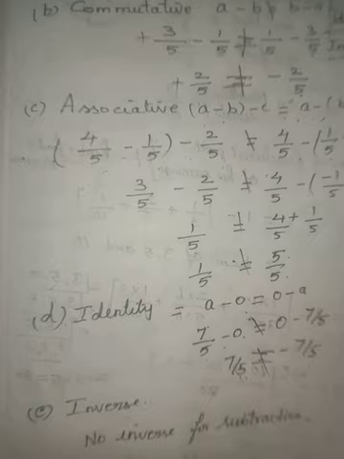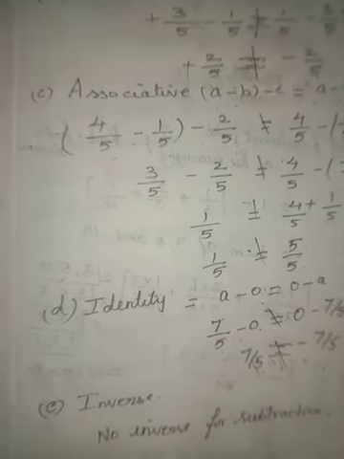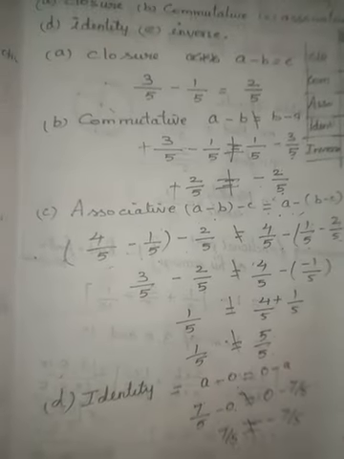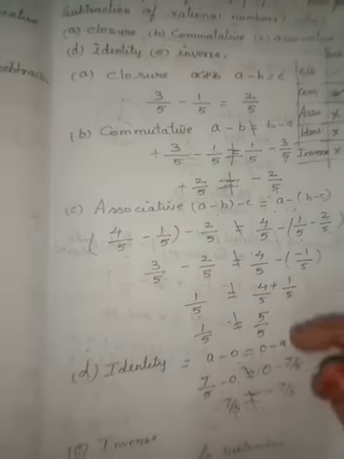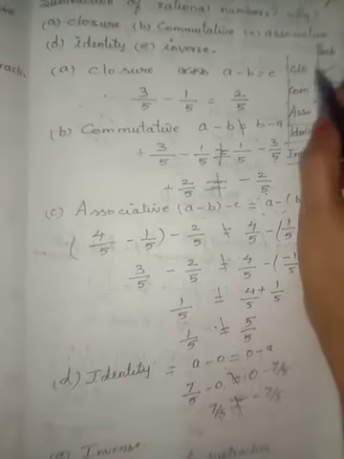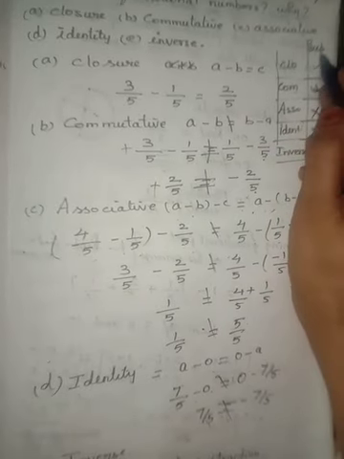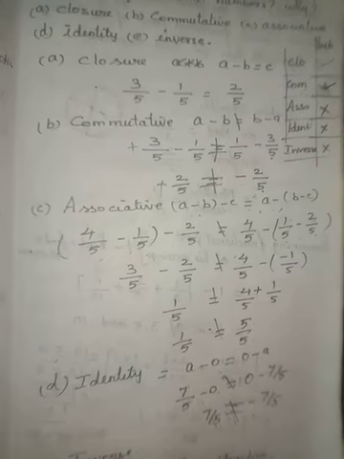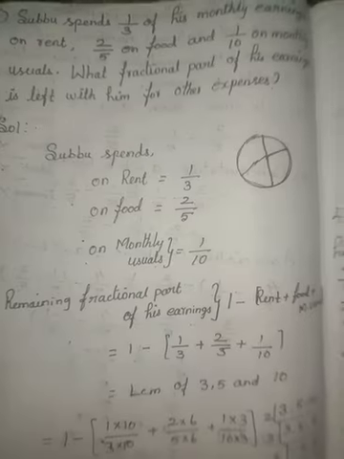Then we can easily say that inverse also does not satisfy subtraction. So inverse is also not satisfied under subtraction. From this we can verify closure, commutative, associative, identity and inverse. The closure property is only satisfied under subtraction; the others are not satisfied under subtraction.